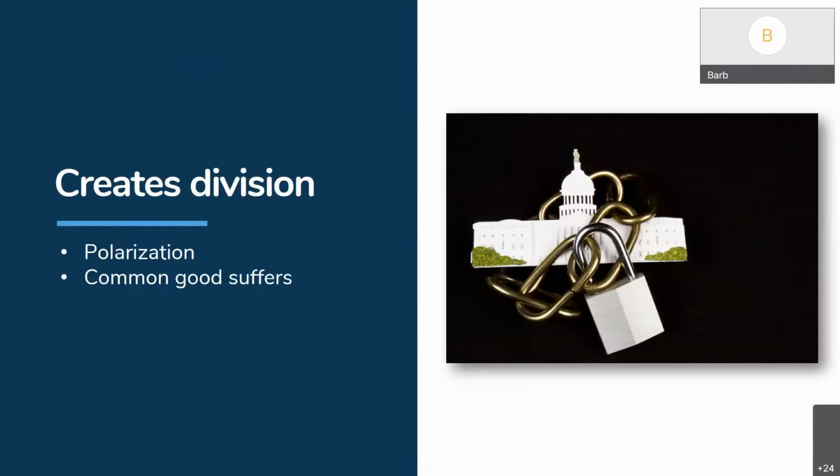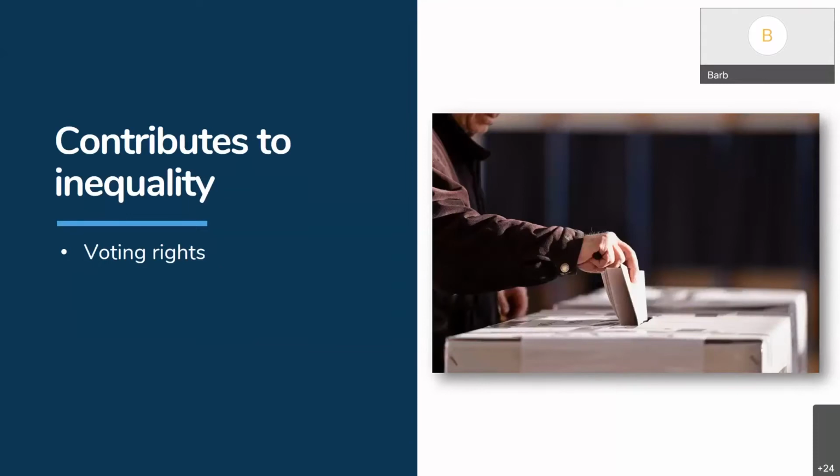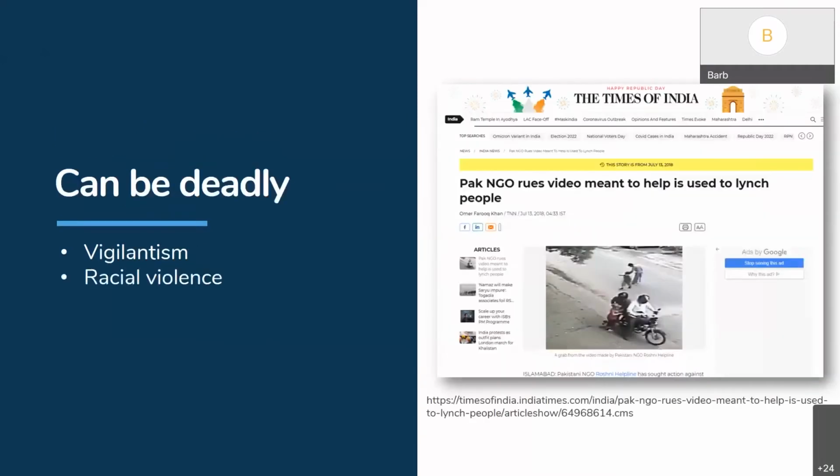It can polarize and divide a community or even a whole society, and that makes it difficult for people within them to work together on shared goals or to solve shared challenges. Misinformation and disinformation can exacerbate inequalities in society. For example, it can be used to disenfranchise voters, discouraging them from exercising their right to participate in elections. And sadly, it can even turn deadly.